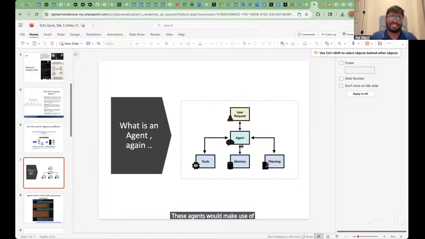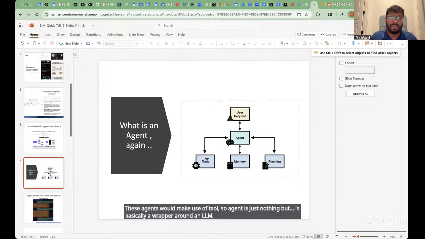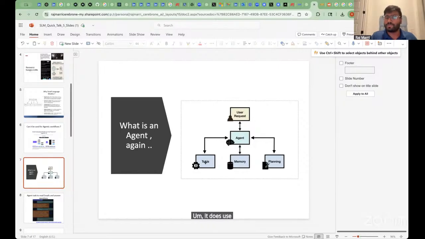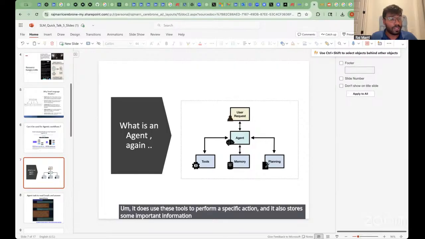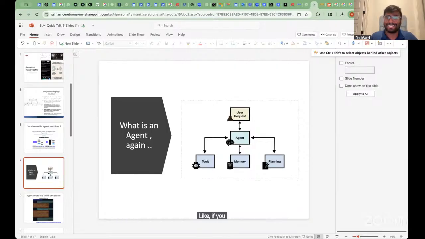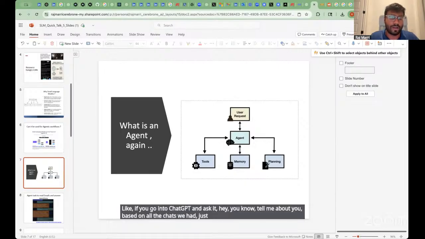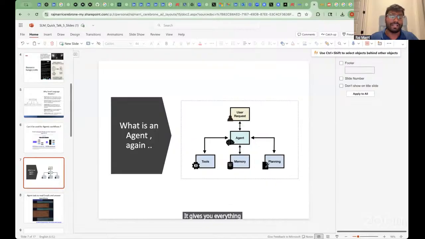So an agent is nothing but basically a wrapper around an LLM. It uses these tools to perform a specific action, and it also stores some important information in memory. Like if you go into ChatGPT and ask it, hey, tell me about you based on all the chats we had, just tell me what you think about me, it gives you everything that it learned about you because it is storing all of that in its memory.